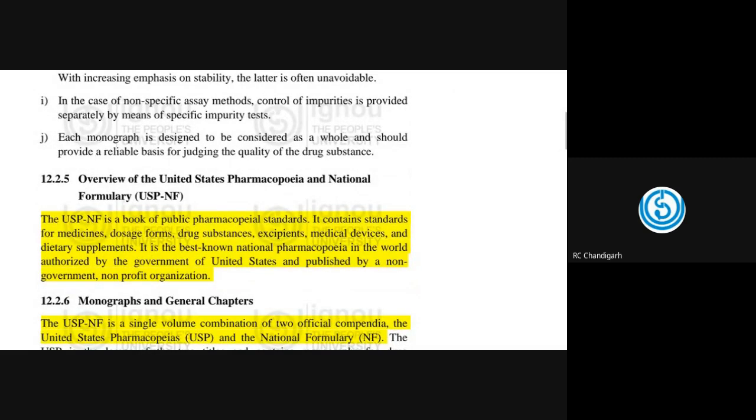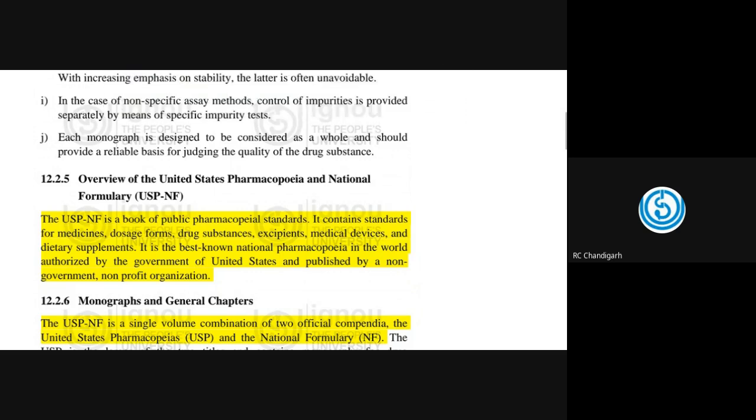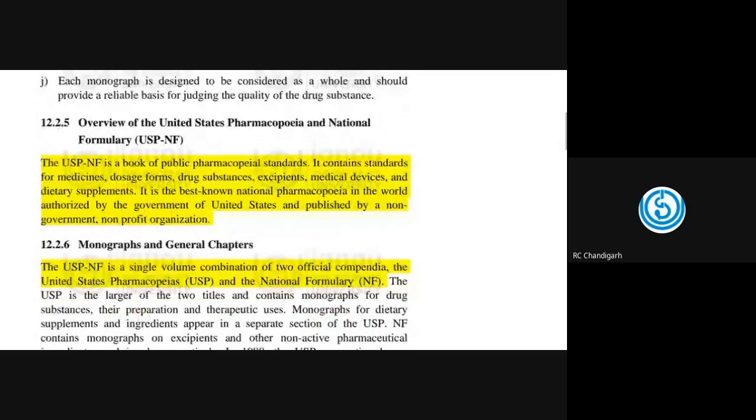Now, overview of the United States Pharmacopoeia and National Formulary. The USP-NF is a book of public pharmacopoeial standards. It contains standards for medicines, dosage forms, drug substances, excipients, medical devices, and dietary supplements. It is the best known national pharmacopoeia in the world, authorized by the government of the United States and published by a non-government, non-profit organization.